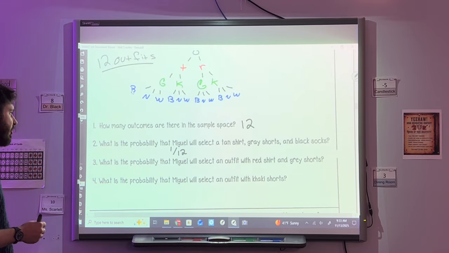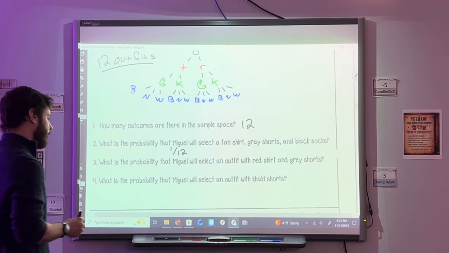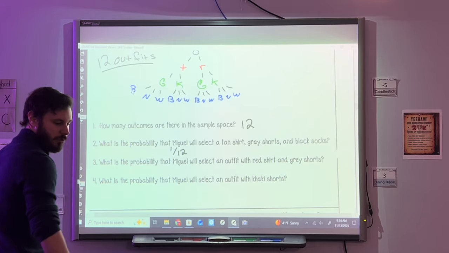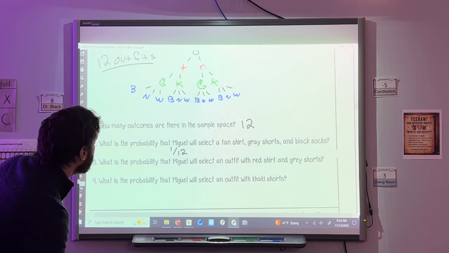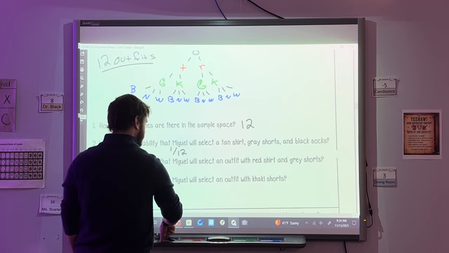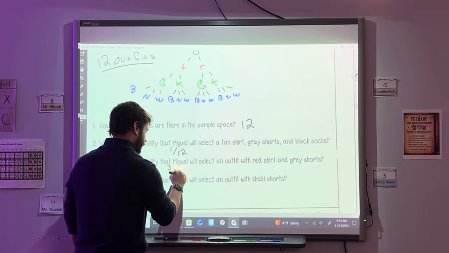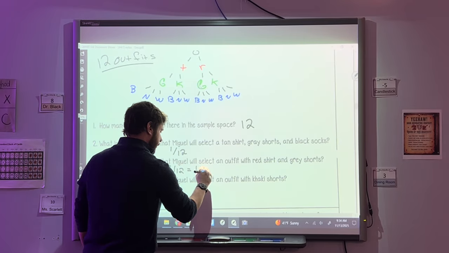What's the probability he'll select an outfit with red shirt and gray shorts? Okay. So now we're in the red shirt and gray shorts. How many different outfits can he wear with these? Well, it didn't say anything about the socks, so we just care about 1, 2, 3. These 3 outfits have the red shirt and the gray shorts. So 3 out of the 12, or 1 out of 4.